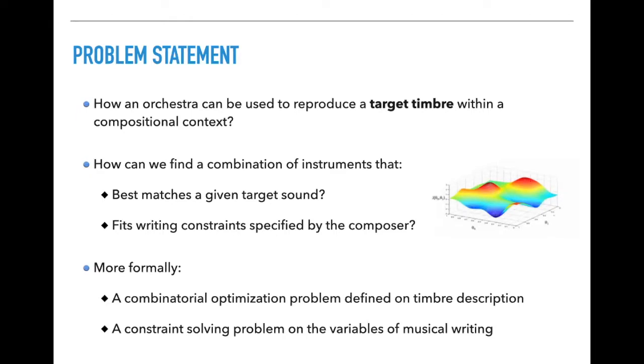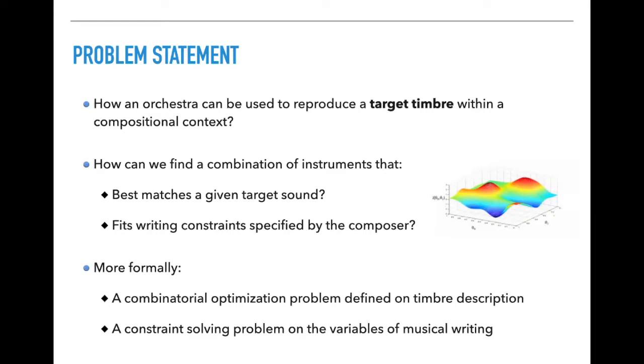So this is a combinatorial optimization problem. Why? Well, the easy way to see that is, suppose you have a target sound like a bell and you want to reconstruct this sound using instruments. And suppose that you are given an orchestra of two instruments, like trumpet and clarinet.